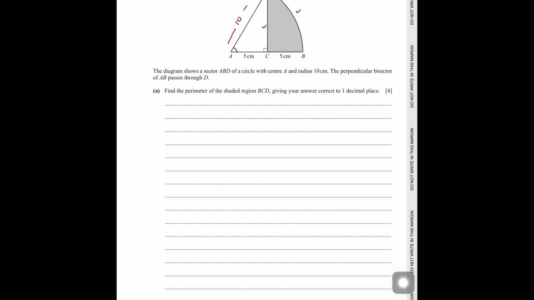The diagram shows a sector ABD of a circle with center A, radius 10. The perpendicular bisector of AB passes through D. Find the perimeter of the shaded region BCD, giving your answer correct to 1 decimal place. So what I need first is the angle, because perimeter means this, perimeter of the shade, so that and arc length. This is the opposite length, so I would try that, because it says radius is 10, so this is 10. So I'm using this triangle to find the opposite length and angle, because I'm going to need both.